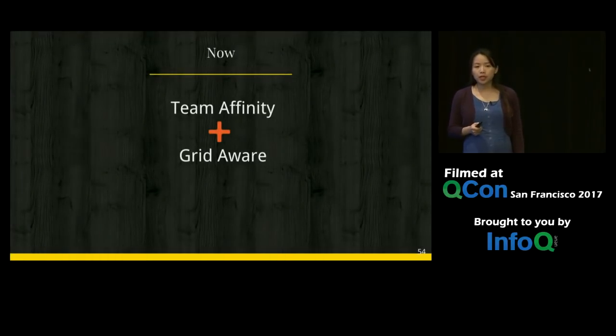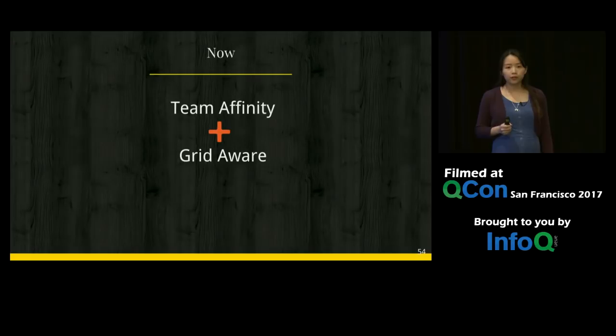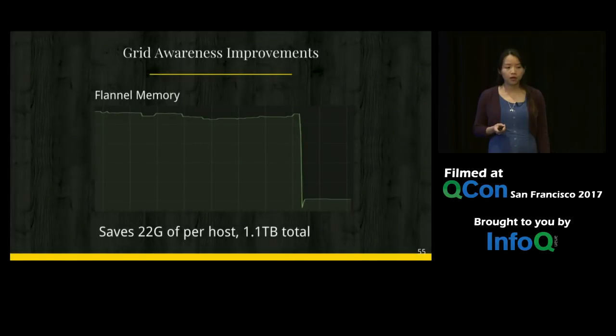We introduced Grid-aware cache, which means on a single Flannel host, we store those shared objects in one separate key space, which are referenced by multiple teams. With this change, we saved a lot of Flannel memory. On average, per host, we saved 22 gigabytes of memory and 1.1 terabytes across the fleet.